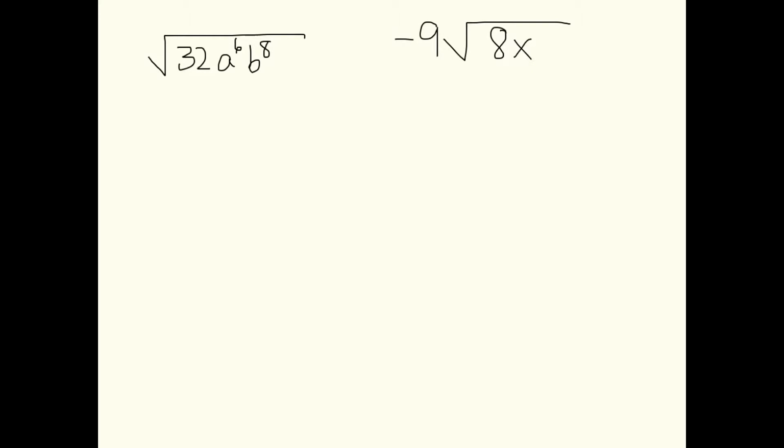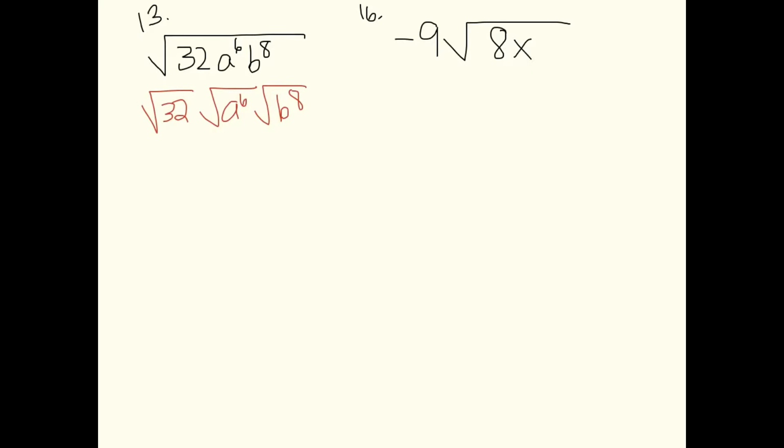Okay, if you want to see some more examples, this is number 13 on your note sheet, and this is number 16. And remember, we want to split up each number and variable. So we still have the square root of 32, the square root of a to the 6, and the square root of b to the 8.